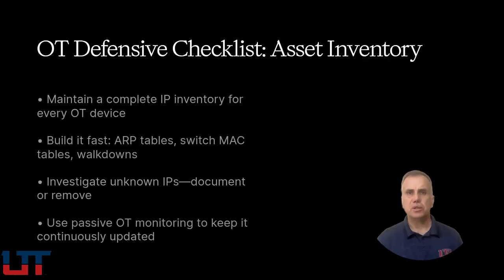Start with the foundation, knowing what you have. Maintain a complete IP address inventory for every OT device. If you don't have one, building it is the first priority. Use the techniques from Module 6. Query ARP tables, check switch MAC address tables, walk the floor if necessary. A passive OT monitoring platform will build this for you continuously once you've deployed it. Any IP address not on the documented list should be investigated and either documented or removed.